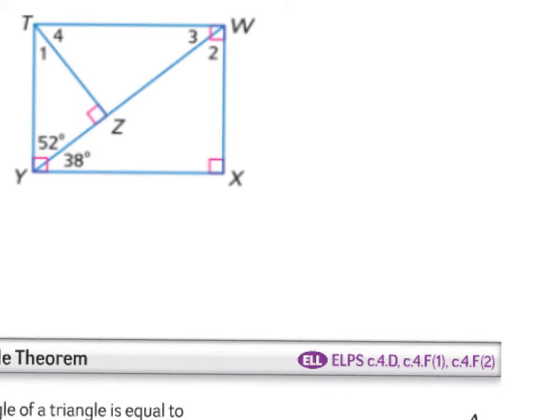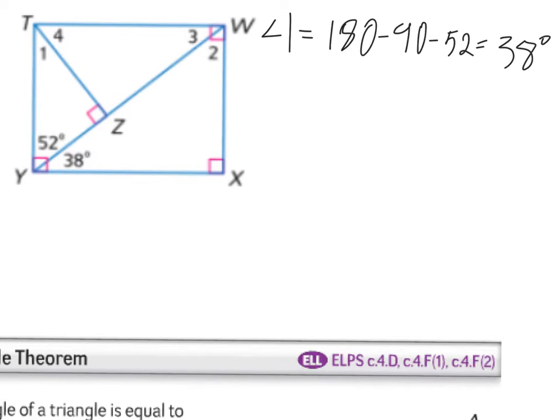So looking at the last image of example 1, I have this rectangle with some triangles inside. And looking at angle 1, I see it has a 90-degree angle and 52 degrees right there. So for angle 1, I'm going to do 180 minus 90 minus 52. That's going to give me 38 degrees. So next I'll look at angle 2. Angle 2 has a 90-degree angle and a 38-degree angle. So I'm going to do 180 minus 90 and 38. That's going to give me 52 degrees for angle 2.